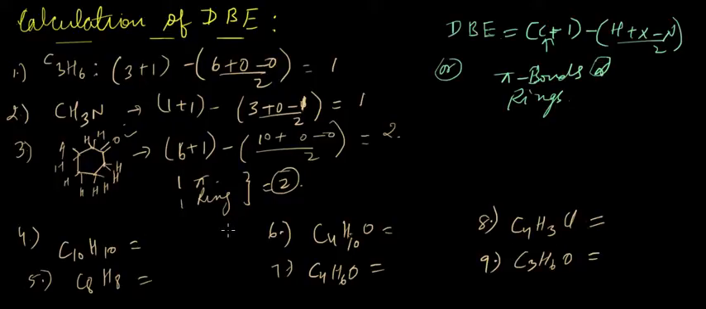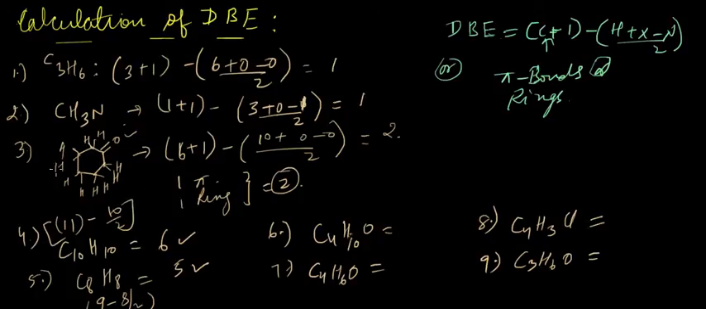So if your answer was 6 for this case, then you are correct. So the simple reason is it would be 11 minus 10 by 2, which is 5. So 11 minus 5 is 6. Okay, C8H8, if your answer is 5, then you are right. So simple calculation, 9 minus 8 by 2, which is 5. Okay, now for this case, if your answer was 0, then you are right.